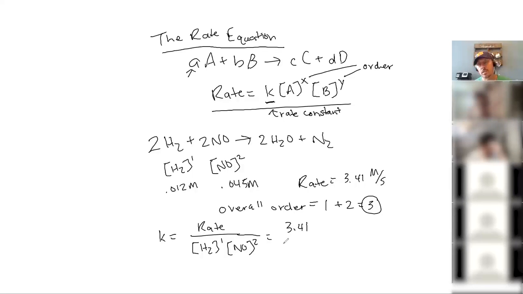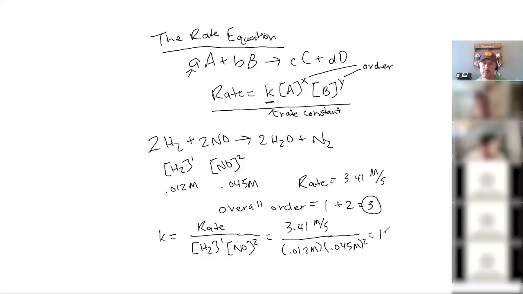Similar to the equilibrium constant, the orders and the number of reactants are going to affect what our unit is. So the unit's not always going to be the same for K. You got to pay attention to your units as you're doing this. 3.41 molarity over seconds. The concentration of H2 is 0.012. Make sure you put your units in there so we can keep track of the units. And then 0.045 molarity, and this one's going to be squared.